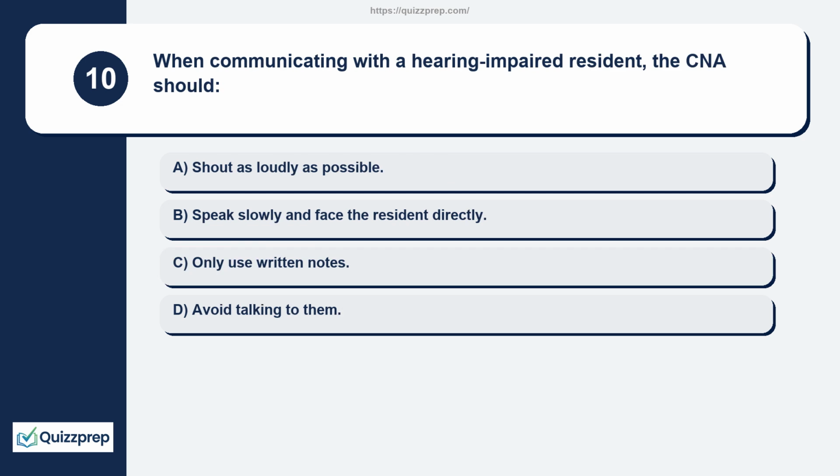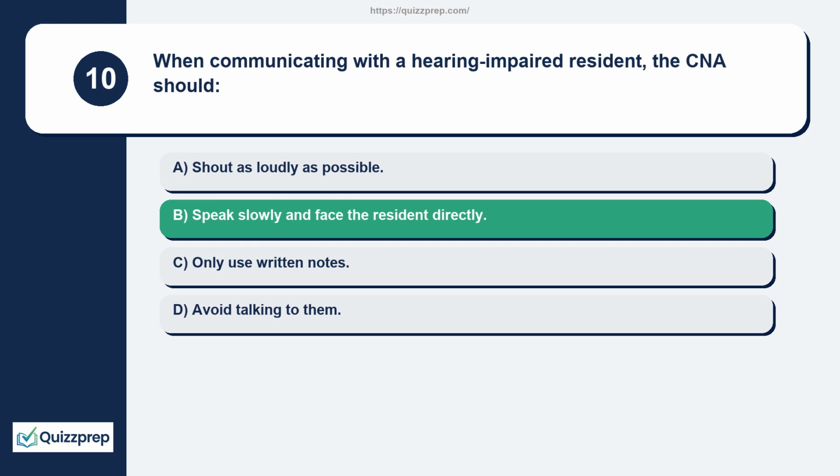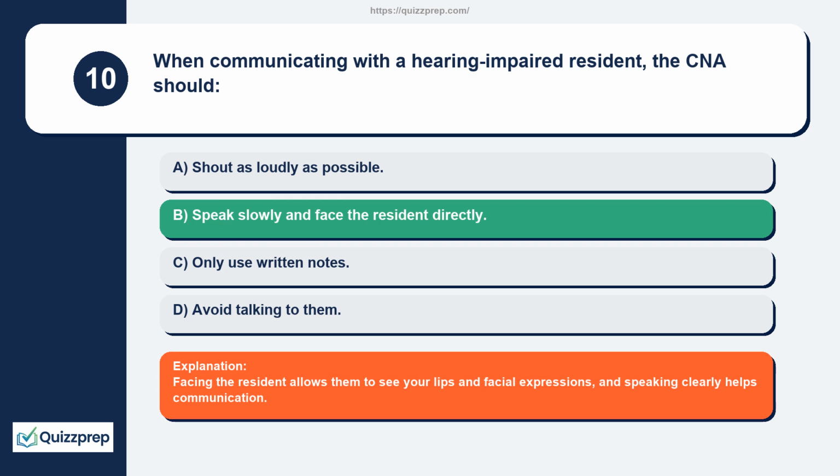Question 10. When communicating with a hearing-impaired resident, the CNA should shout as loudly as possible, speak slowly and face the resident directly, only use written notes, avoid talking to them. Facing the resident allows them to see your lips and facial expressions, and speaking clearly helps communication.